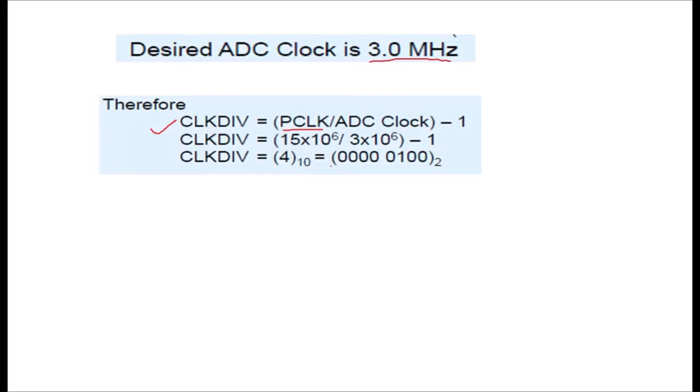That 4 is in decimal. So we convert it into binary and we get 00000100. So for the clock field, we have to store this data.